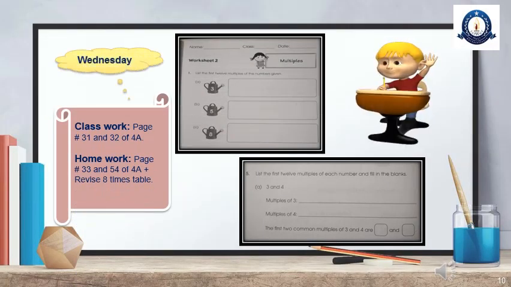Wednesday work, classwork is do page number 31 and 32 of 4A and homework is to do page number 33 and 34 of 4A. Plus revise 8 times table.